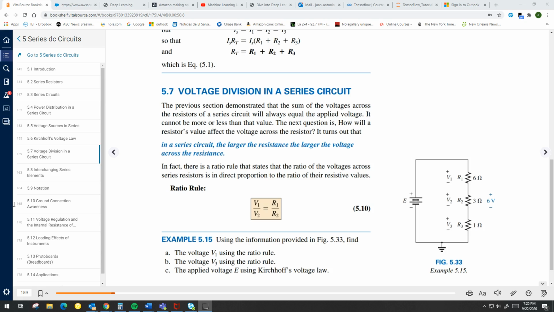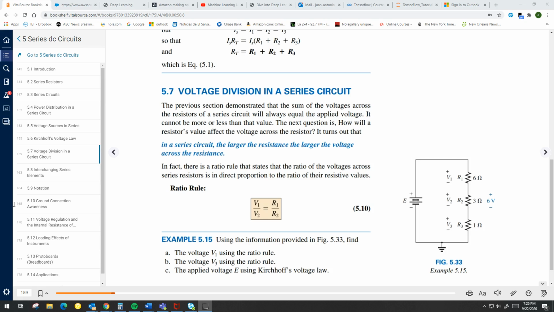If you look at this circuit, for example, obviously they're in series, so the current through each of those resistors is the same. From Ohm's law, we know that the current through R1 is V1 over R1, the current through R2 is V2 over R2, and the current through R3 is V3 over R3. Since the current is one single current, I1 equals I2 equals I3.